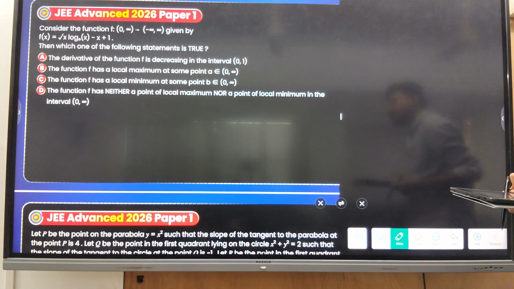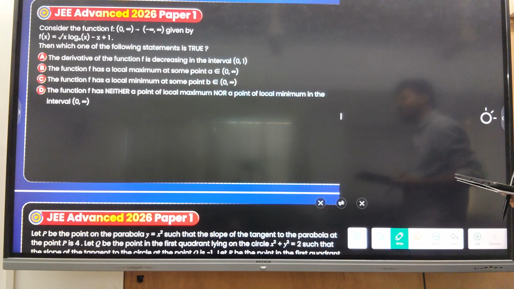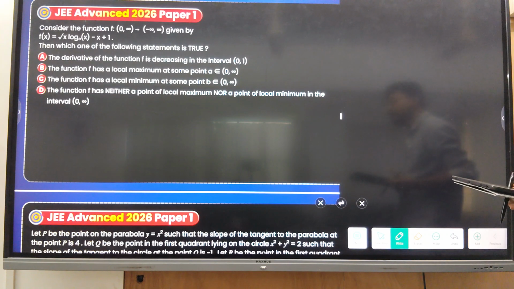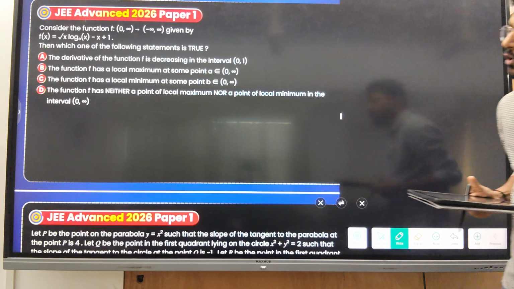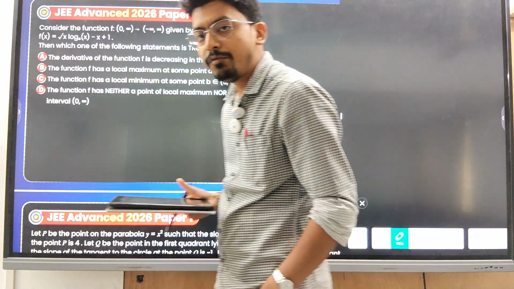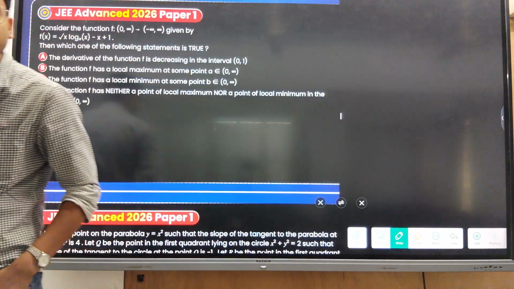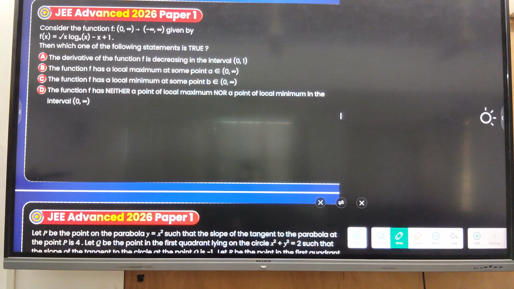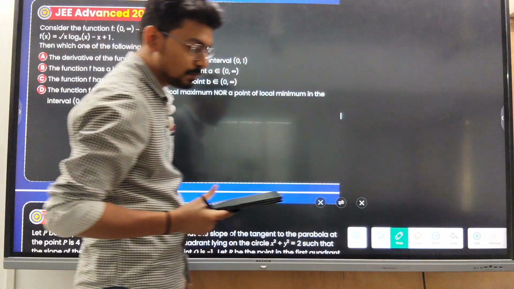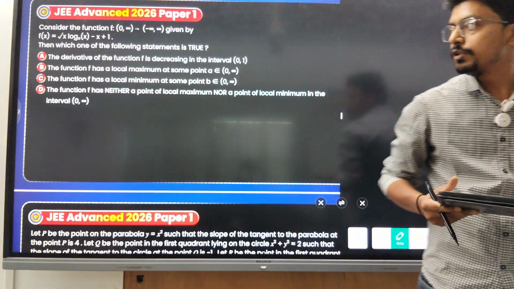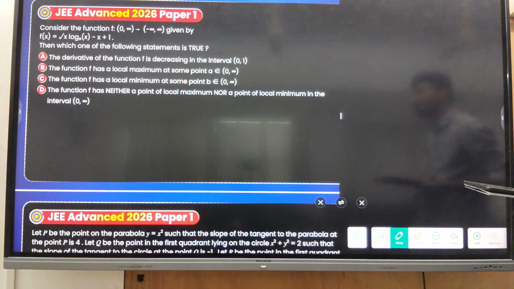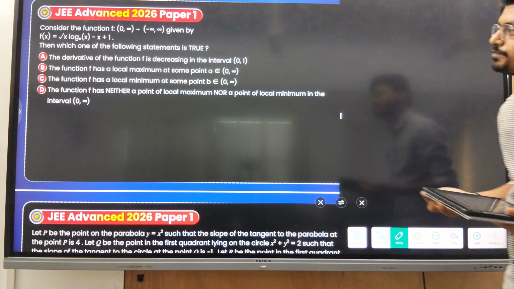Then in options B, C and D, they are asking whether the function f has a local maximum at some point, or a local minimum at some point. So for a local maximum or minimum we have to find out the critical point of the function. So everything depends on what we get for f'(x). We will check these options one by one. So for option A we have to find out the derivative of this function.